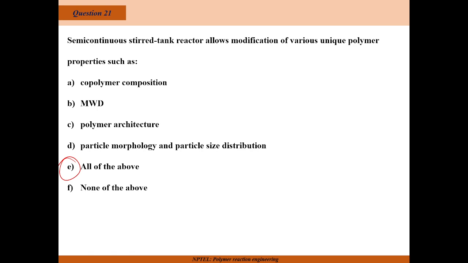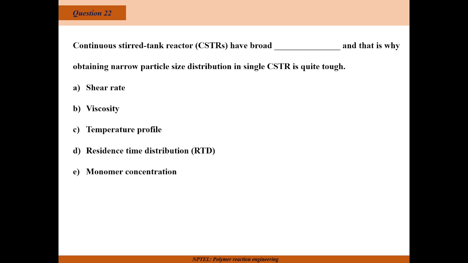Even though the productivity is lesser, we can have greater control over many properties of the polymer, like their composition, molecular weight distribution, the architecture, morphology, and particle size. We are controlling how much time it is taking; it is in our hand. By limiting the amount of time the reactants spend in the reactor, we can continuously vary all these things. Okay, so the answer is all of the above.